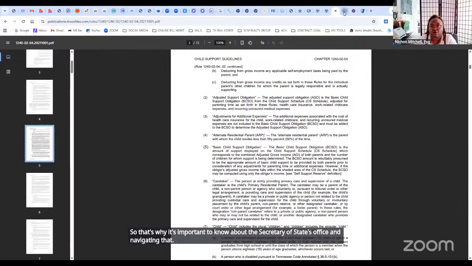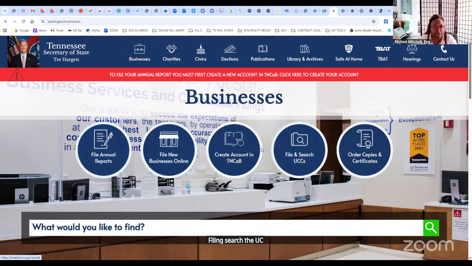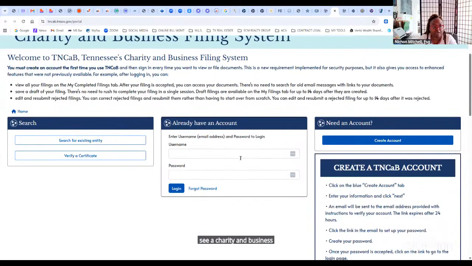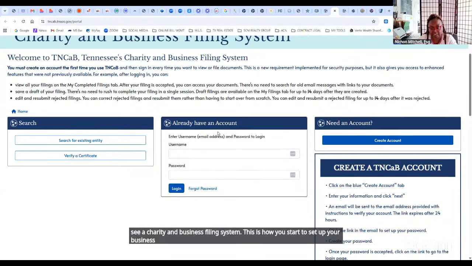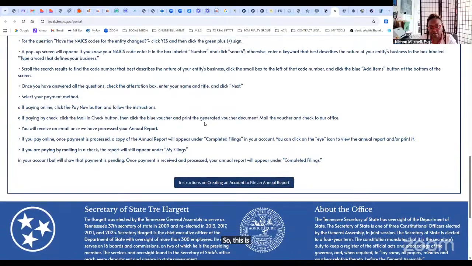That's the EOC. Hang on one second. This is businesses. When I said, see, file a new business online, file an annual report for your business, and search the UCC. That may be a little fancy. I may not need to know that part, but you can file for a new business online. See a charity and business filing system. This is how you start to set up your business in the state of Tennessee. So this is also the same place where you file your annual report.